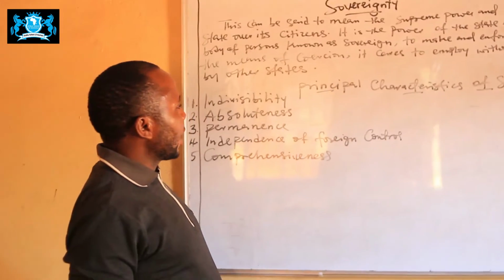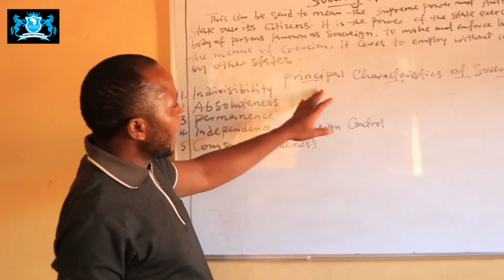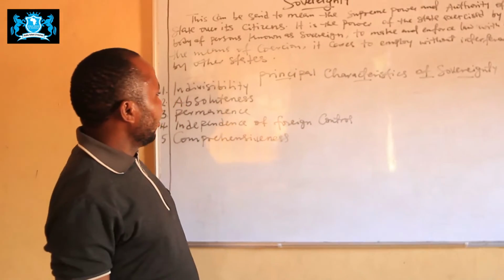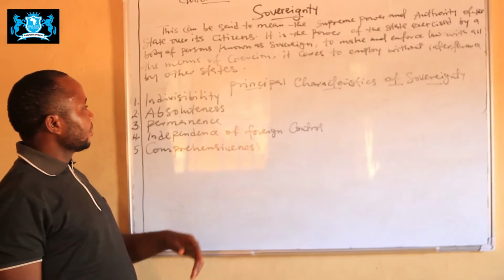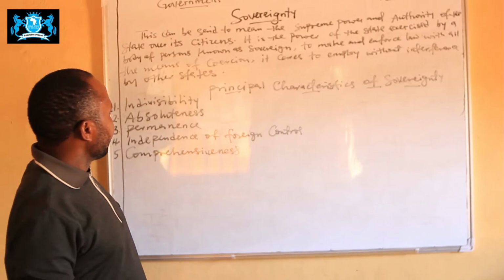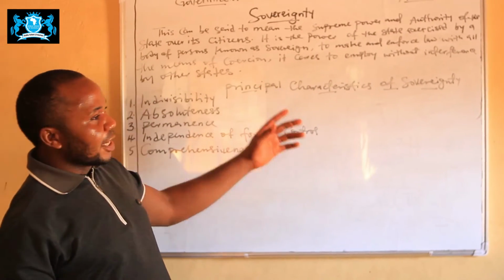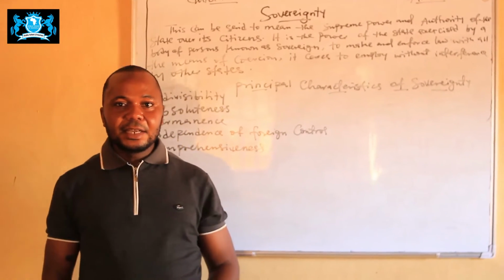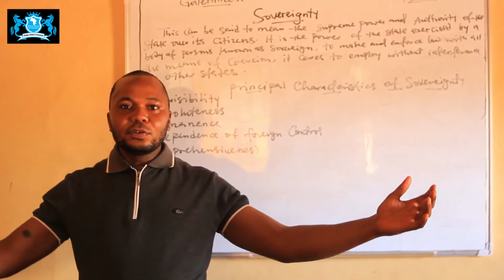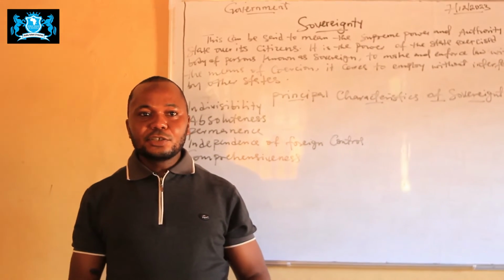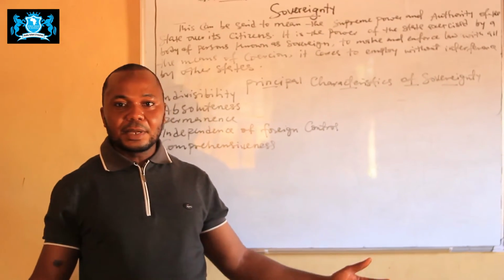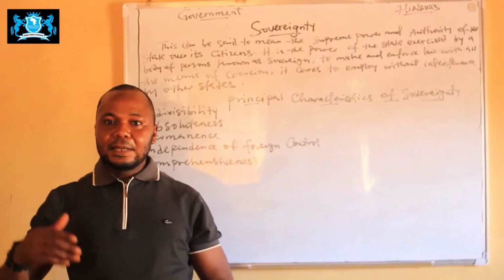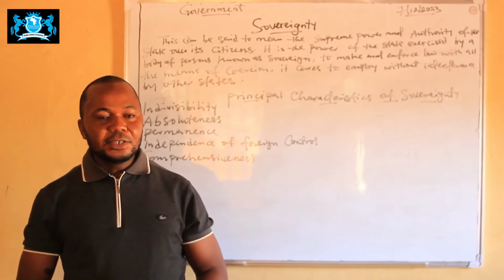Okay, so now we are going to look at the principal features of sovereignty. The number one here is indivisibility. It means that sovereignty is all-encompassing. It cannot be divided. It carries the whole state along. It goes on to carry, entail or go along with everything that is happening in that state.